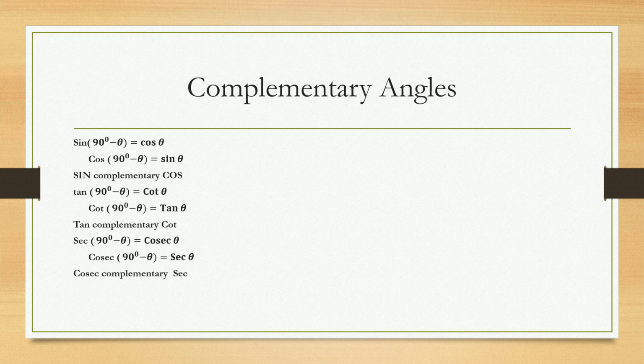So the last pair is what? Sec of 90 minus theta is cosec theta. Cosec of 90 minus theta is sec theta. We have 6 relations, but don't think that there are 6 relations. Think that there are only 3 pairs of relations.